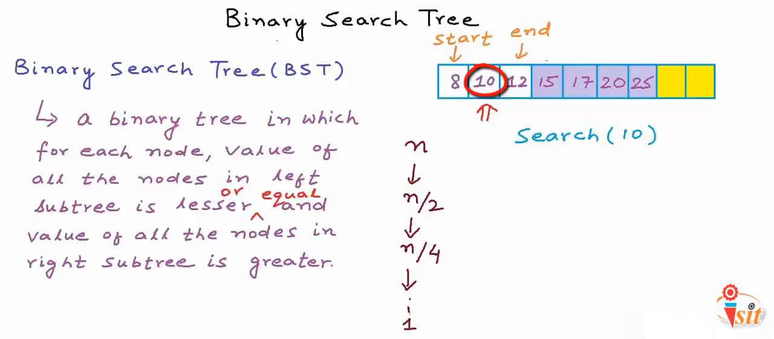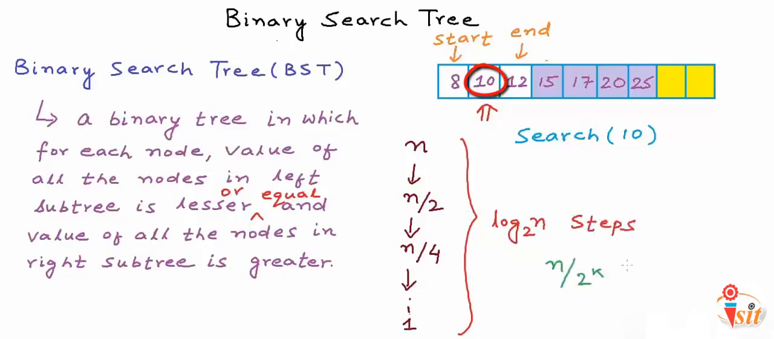In this whole reduction, if we go from n to n by 2 to n by 4 to n by 8 and so on, we will have log n to the base 2 steps. If we are taking k steps, then n upon 2 to the power k will be equal to 1, which will imply 2 to the power k will be equal to n and k will be equal to log n to the base 2. So this is why running time of binary search is big O of log n.